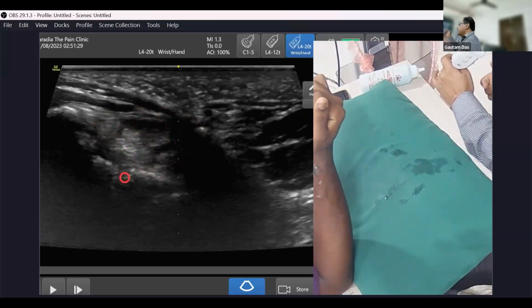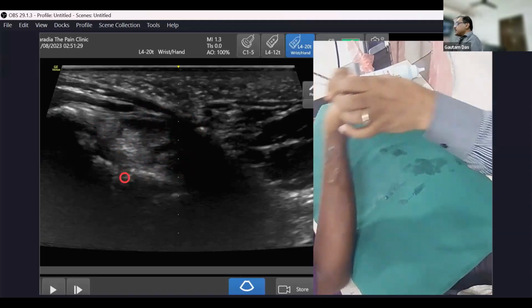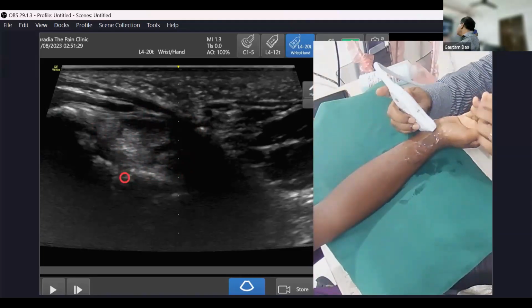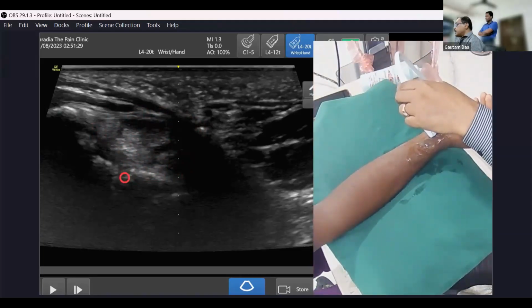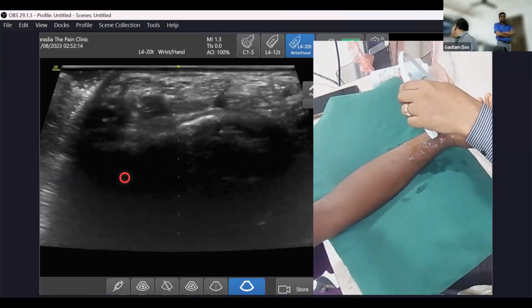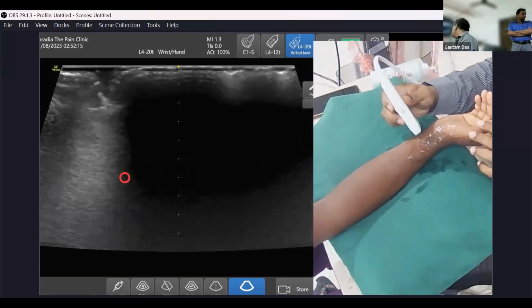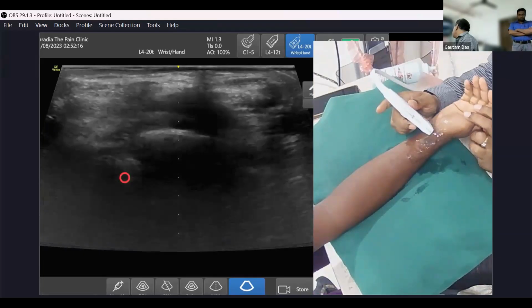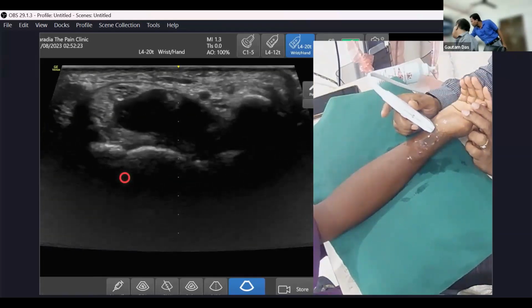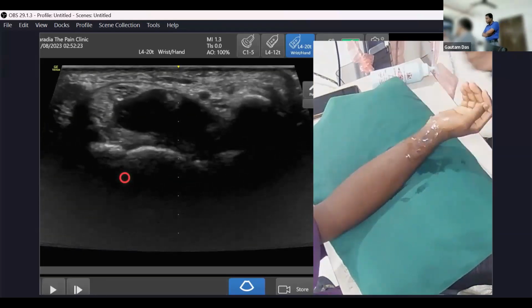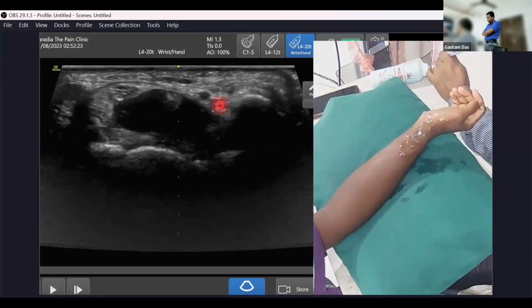So here, if you are following that ulnar artery, you'll see the ulnar artery will be gradually divided into two, superficial and deep, and the nerve will be divided into two. So here is your Guyon's canal. This was your ulnar artery, ulnar nerve, and the floor is by the flexor retinaculum. You follow this ulnar artery and the nerve. This was your pisiform bone.